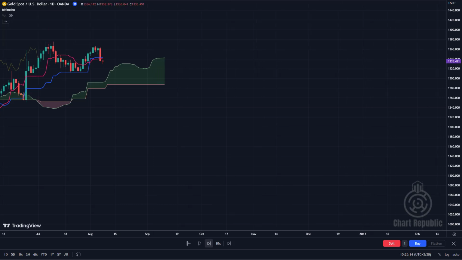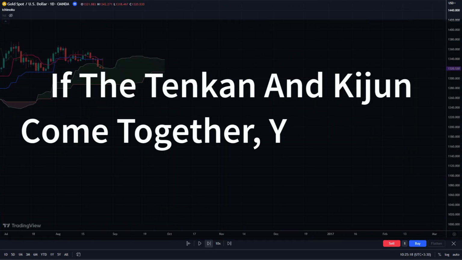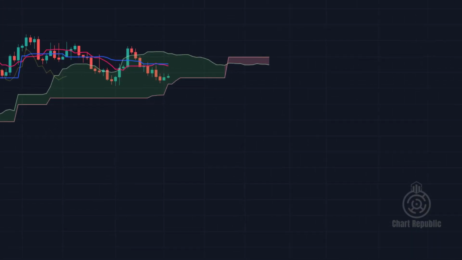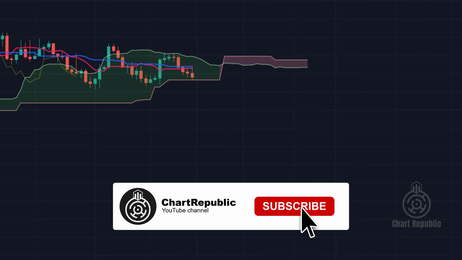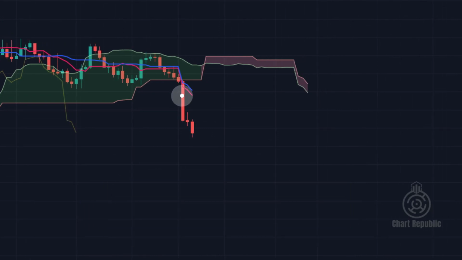Here's another scenario that may interest you. If the Tenkan and Kijun come together without any distance between them, then you should be prepared for a big move in the market. Here, you can see that after spending some time above a thick green cloud, the price suddenly breaks it with a strong bearish candle. Additionally, in this situation, the future Kumo turns red and both Senkou lines start moving downwards, while the Chikou span separates itself from the price and the cloud, residing in the open space.